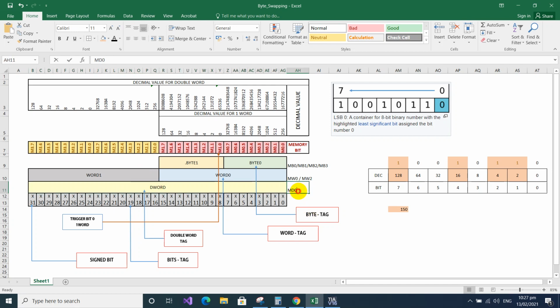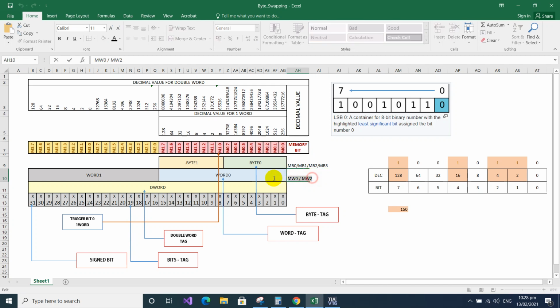What if my address is MD4? Of course, it will start the bits from M4.0, not anymore M0.0, because you started your address at 4. So if MD6, then I will be starting from 6 here, M6.0 until 7, 8, 9.7. So it will end here at M9.7 if you are using MD6. I hope you got it clearly.